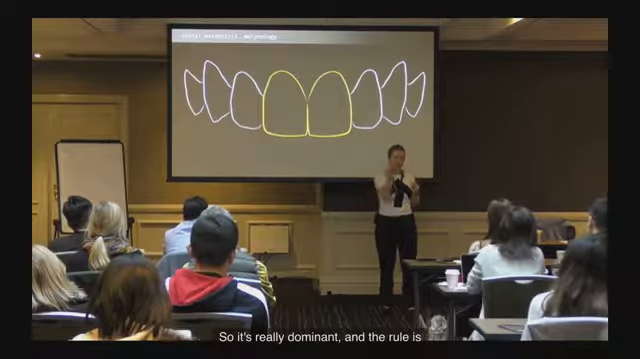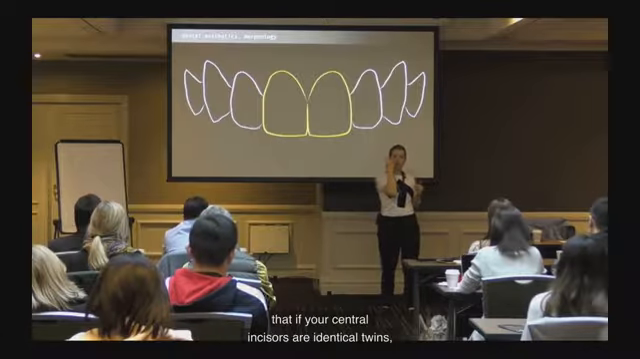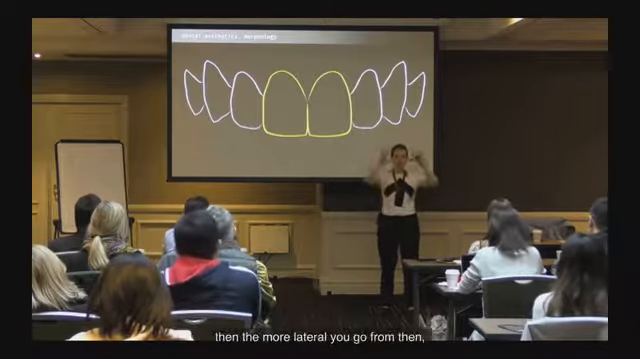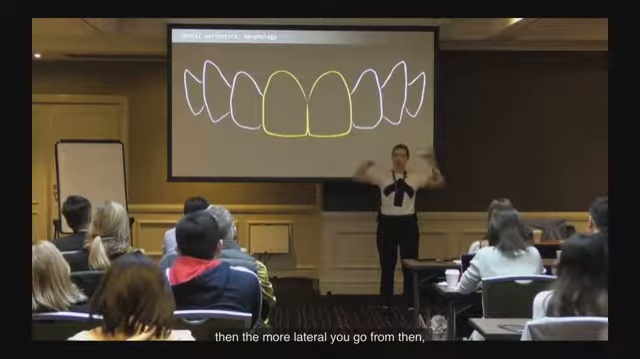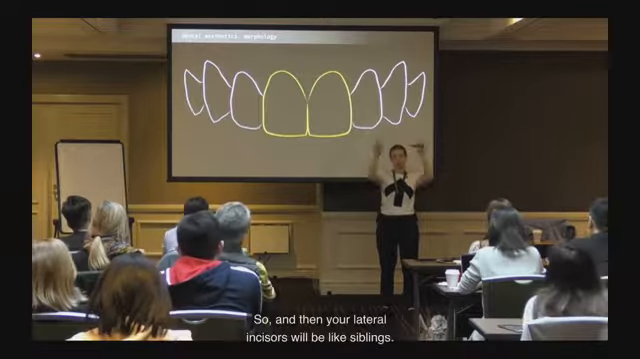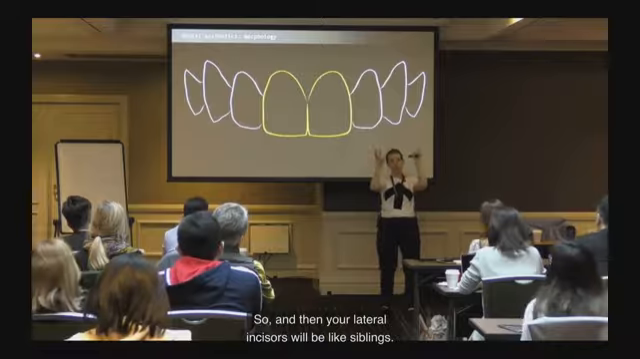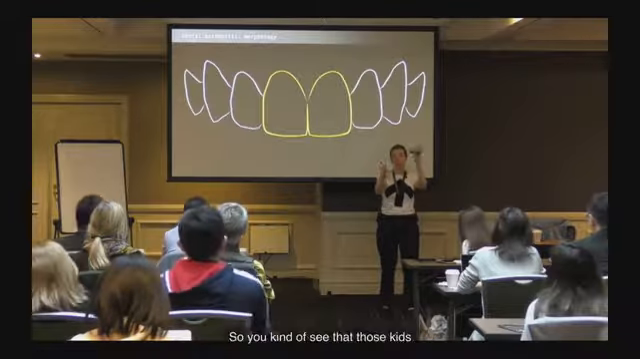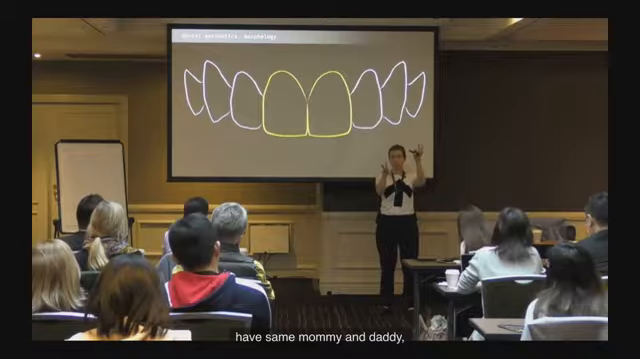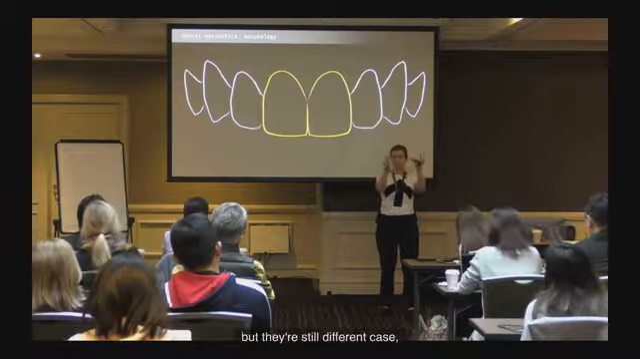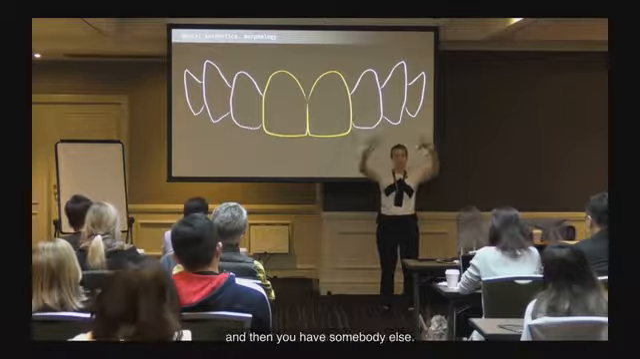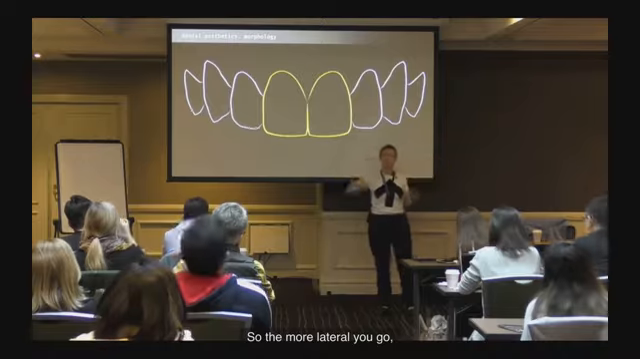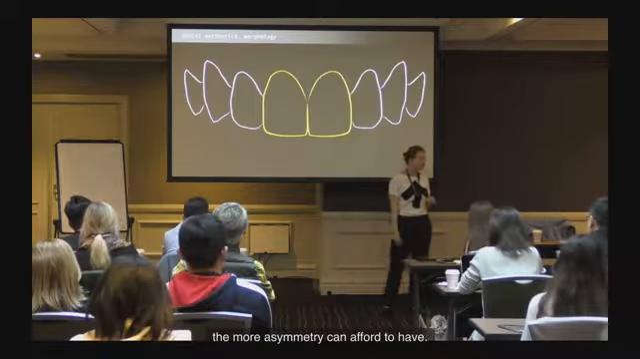And the rule is that if your central incisors are identical twins, then the more lateral you go from them, the more variation you can have. So then your lateral incisors will be like siblings, so you see that those kids have the same mommy and daddy, but they're still different kids. And then you have cousins, and then you have somebody else. So the more lateral you go, the more asymmetry you can afford to have.